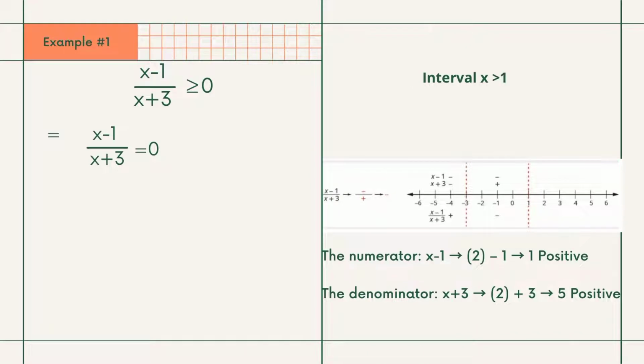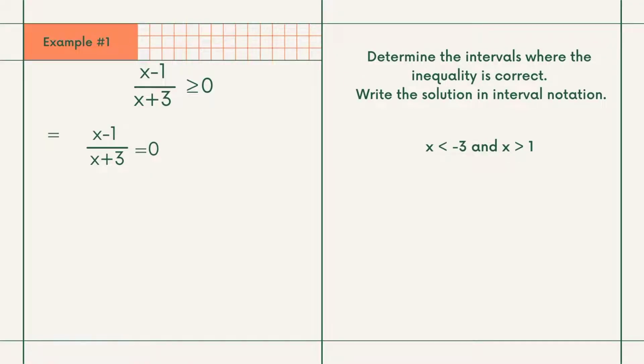Interval x is greater than 1. The numerator x minus 1, replace x with number 2. So it will become 2 minus 1 equals positive 1. Same procedure applies to the denominator x plus 3. Replace x with the number 2. 2 plus 3 is equal to positive 5.